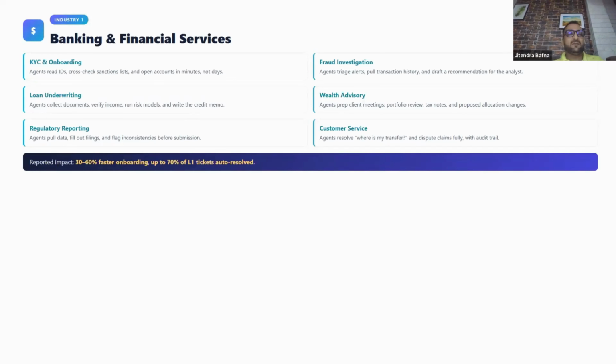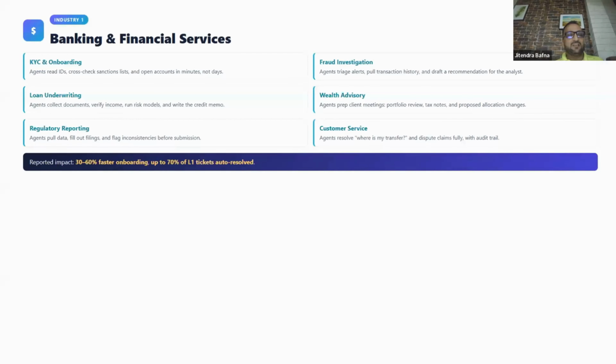So you can have multiple agents. One agent is checking the credit score, one agent is creating the account, and one agent is doing something else. That kind of orchestration can happen here. Loan underwriting: an agent can automatically collect the documents, verify the income, run the credit models, check the credit history, and depending on that, provide the decision.